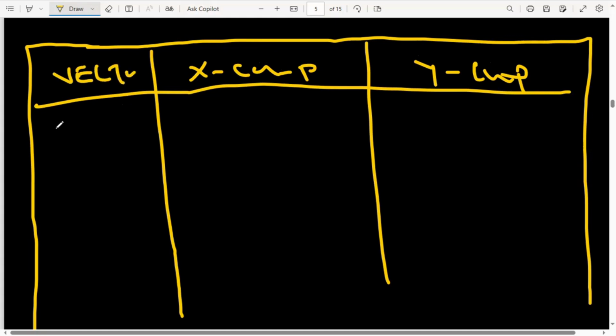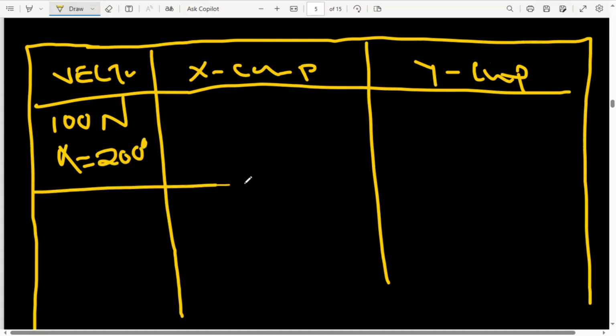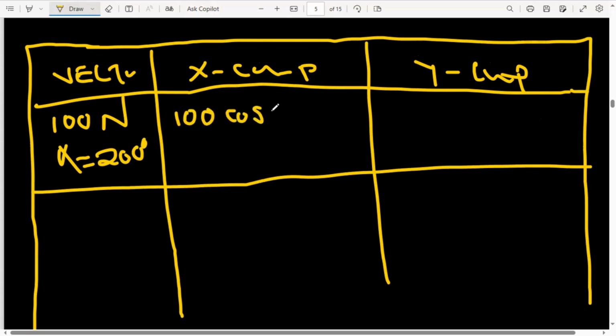Okay, so our first vector was 100 newtons, okay, with an angle of what? 200. Okay, so this here, we resolved it into its components. We found that the first component was just 100 cos 200, and then this was 100 sine 200.